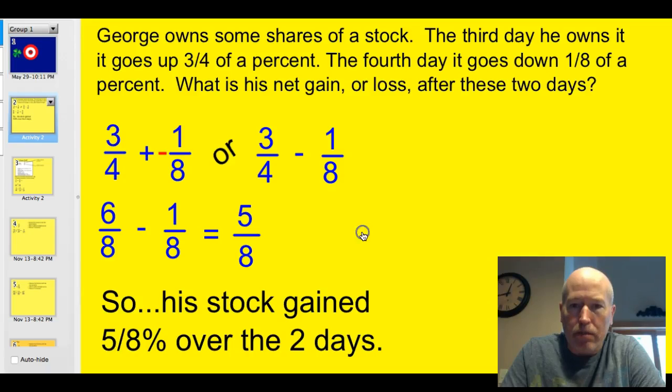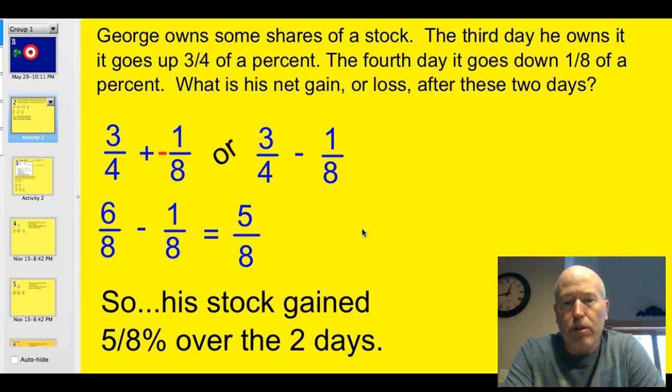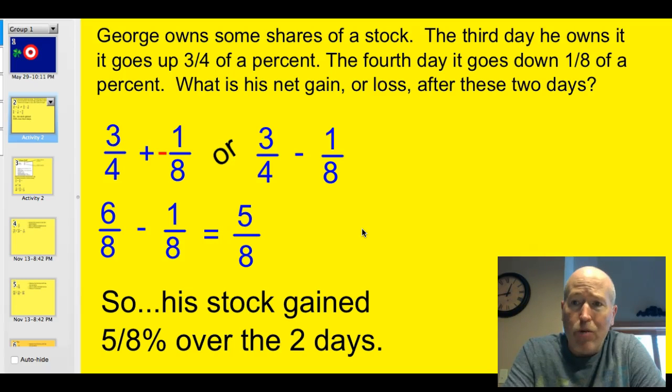Let's do this thing. We're getting a little progressively harder with these, so I used some of the same questions and just tweaked them a little bit here. So George owns some shares of a stock. The third day he owns it, it goes up 0.75%. The fourth day it goes down 1/8%. What is his net gain or loss after these 2 days?